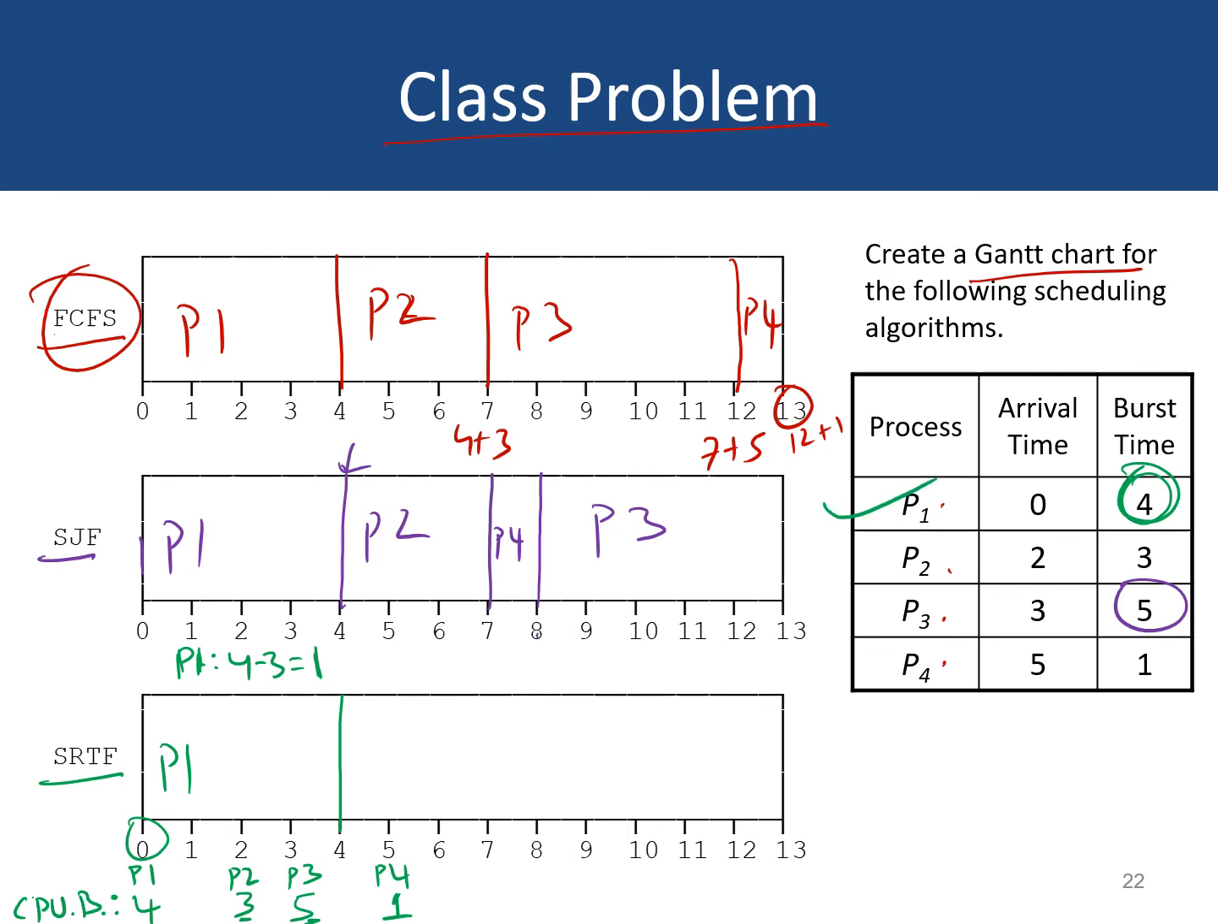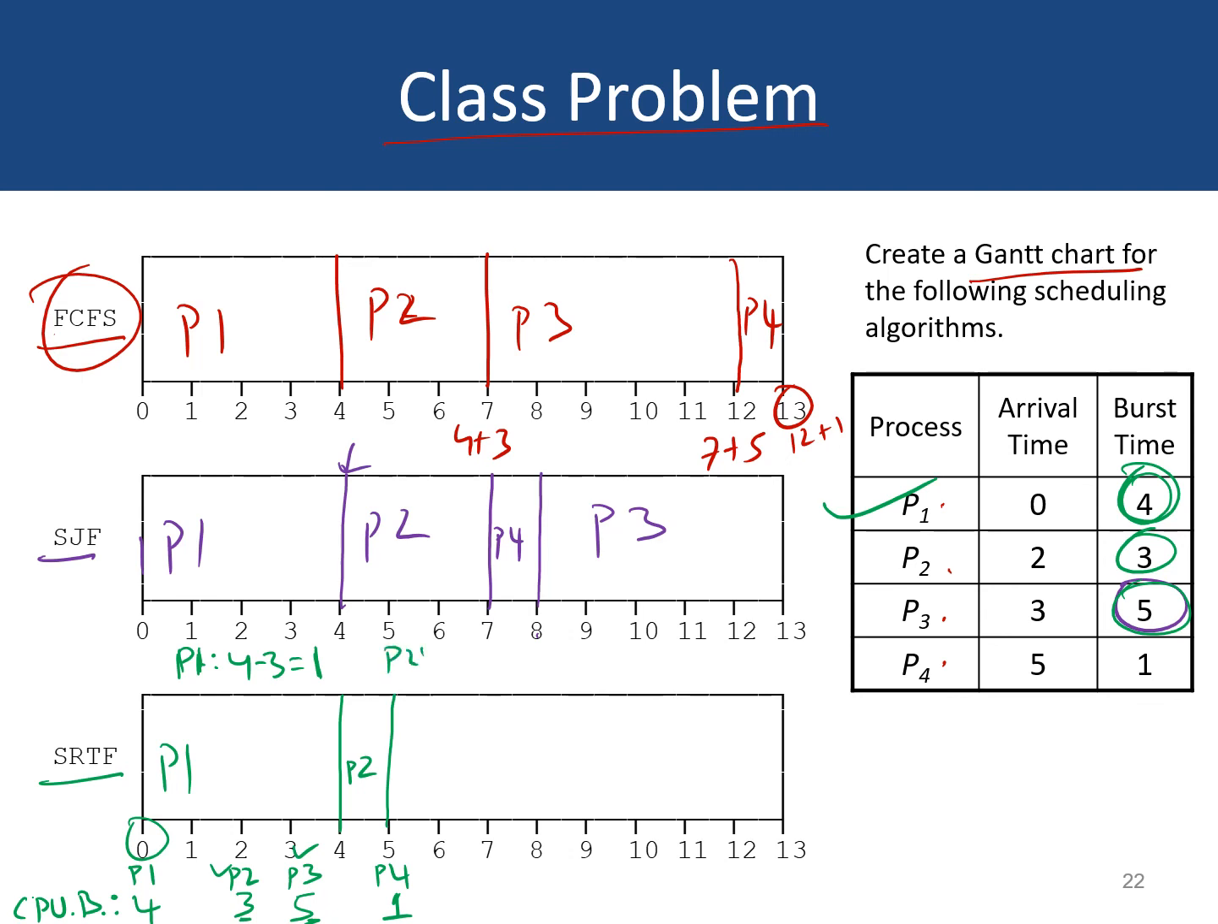Now at time 4 we have two processes, P2 and P3, in the system. Out of these two, the shortest remaining time first will pick the one that has shorter CPU burst, which is process P2, because it has just a CPU burst of 3 as opposed to 5 of process P3. So P2 gets to execute next on the CPU. However, at time 5 P4 comes in. So at time 5 we have to reevaluate which process should be allowed to continue next on the CPU.